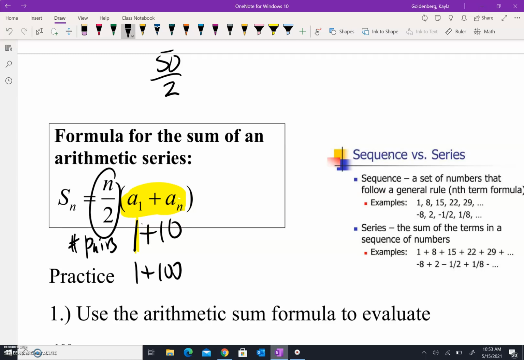Let's get the eraser to cooperate. Eraser's not cooperating today.